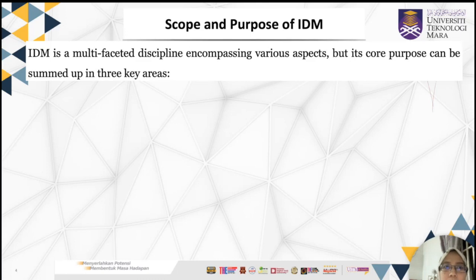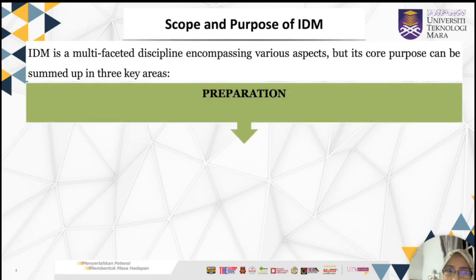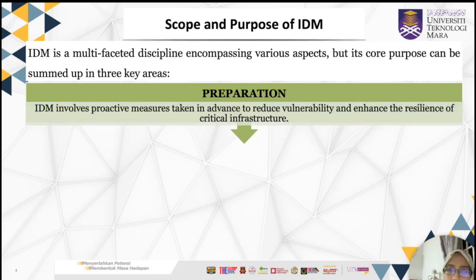Okay, so in terms of the scope and purpose, we can say that the purpose is divided into 3 categories. The first category is preparation. We involve proactive measures. Preparing means that we act in advance to reduce the vulnerability of the infrastructure and enhance the resilience of critical infrastructure. So we identify that, and we already prepare for it.